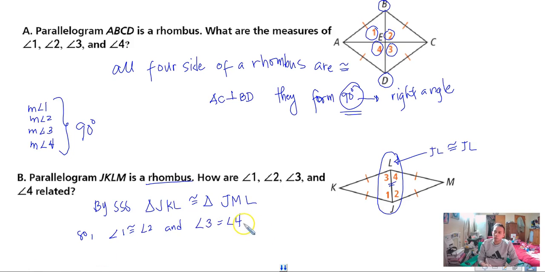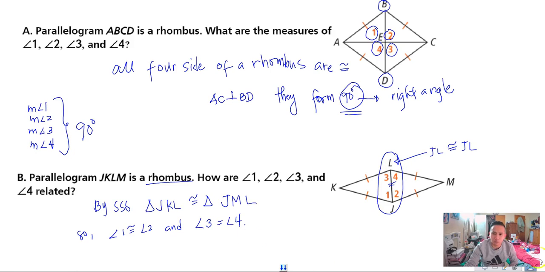The diagonals of a rhombus bisect the angle at each vertex. I'll repeat that: the diagonals of the rhombus bisect the angle at each vertex. Those are the two examples that we have for rhombus.